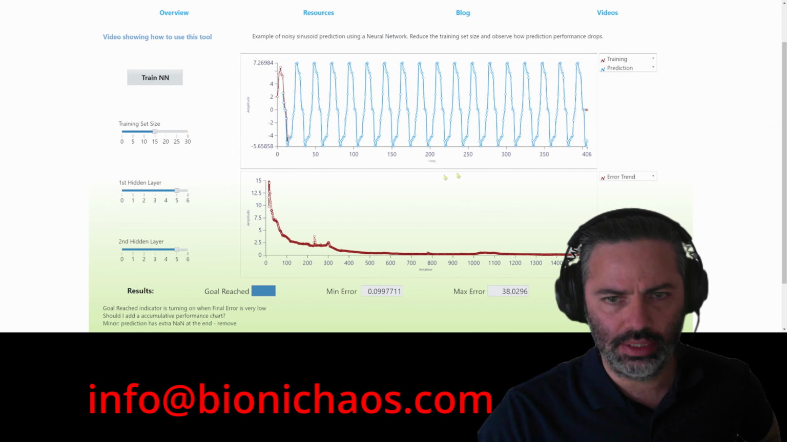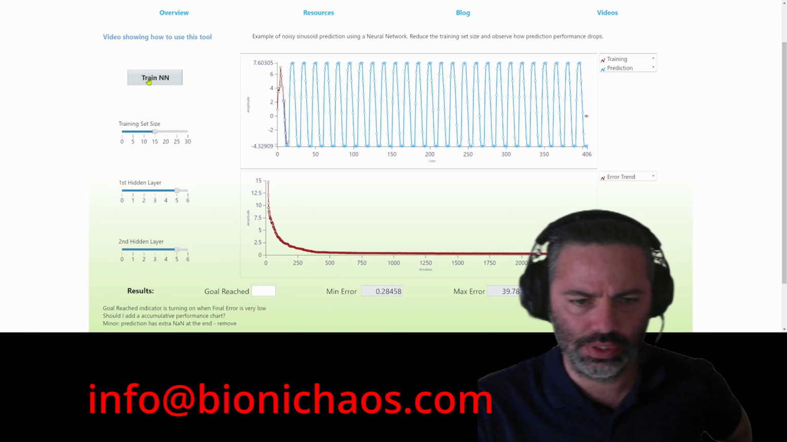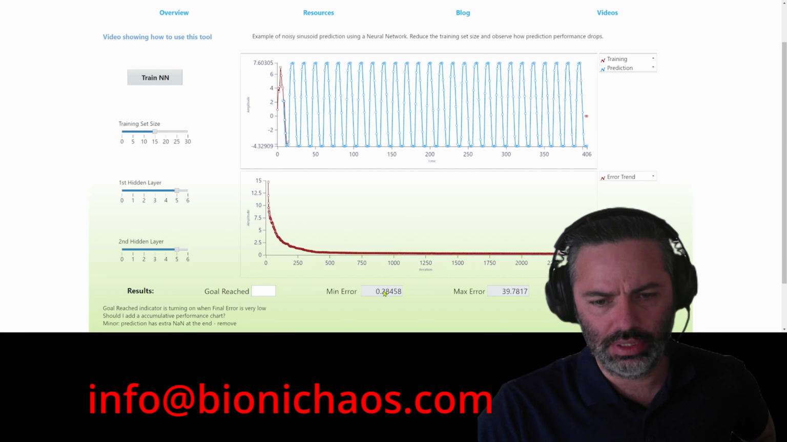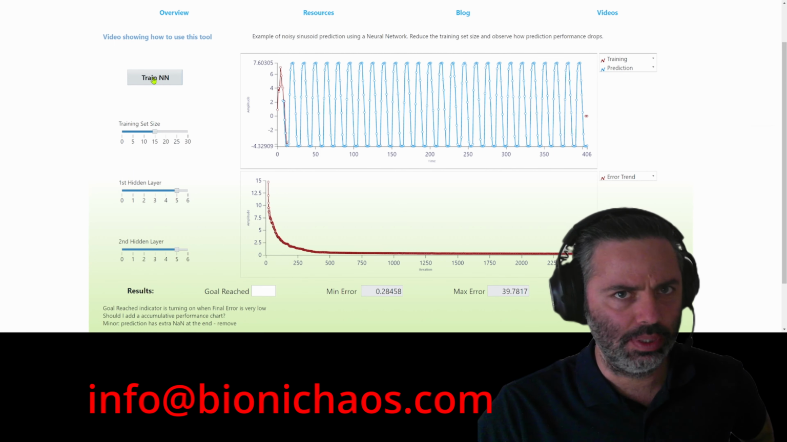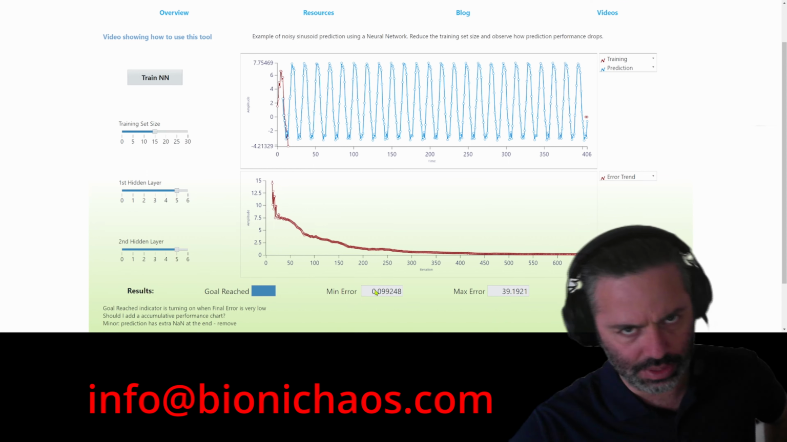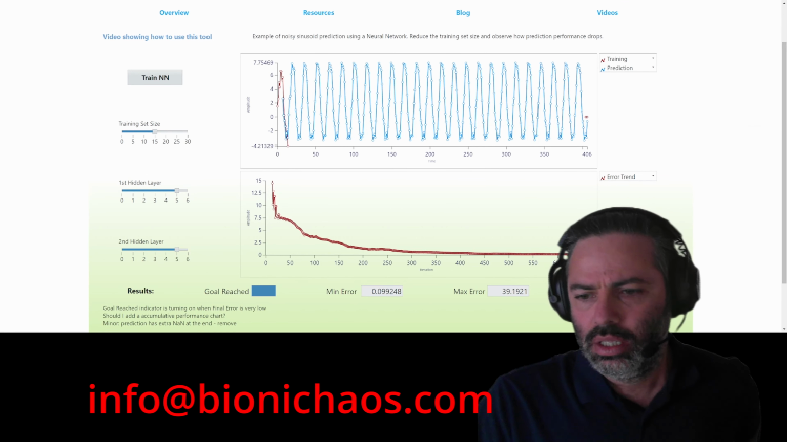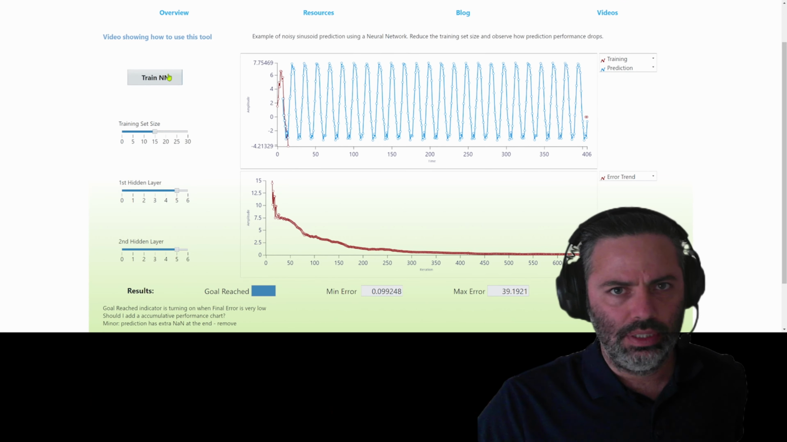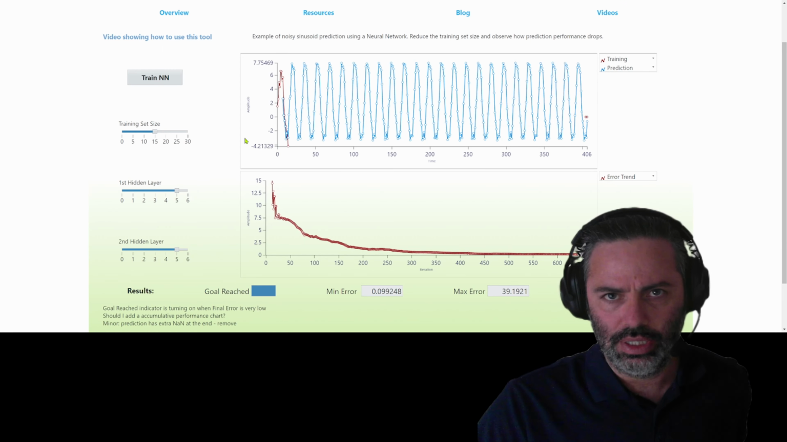This is a bit better. Again, the prediction looks more consistent. In here, I don't know what the difference is, but it didn't reach the goal, even though the minimum error is quite low. It's quite good. And here it did, because I don't know if there will be some sort of threshold for this. Maybe it's like 0.1 or something. And it took just over 600 iterations to reach that goal.